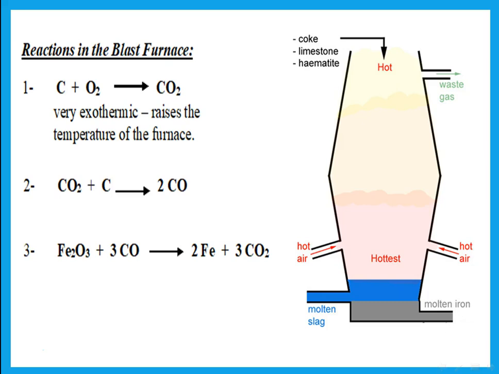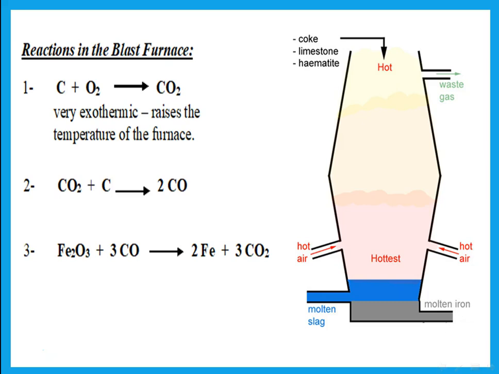Now from below we introduce hot air on all sides of the blast furnace so that the hot air rises to meet the substances that are added. Now inside the blast furnace there are three main reactions that occur.